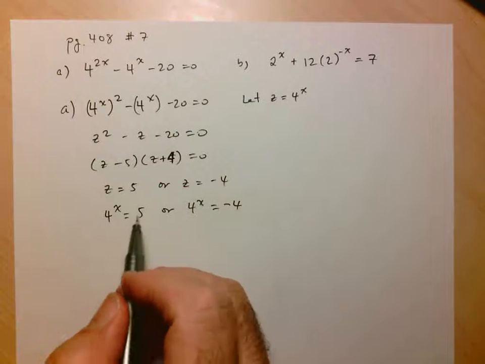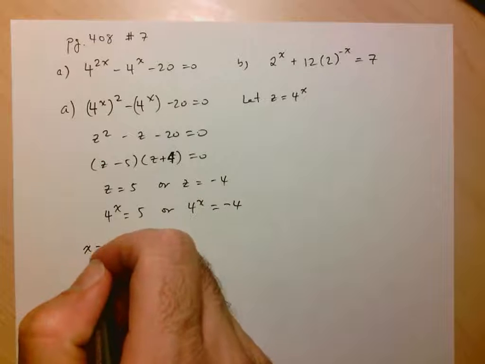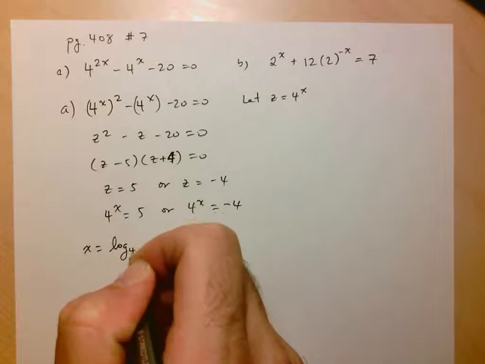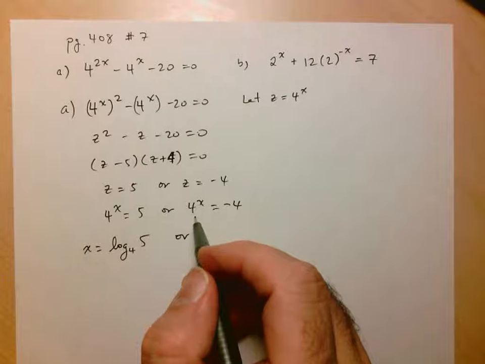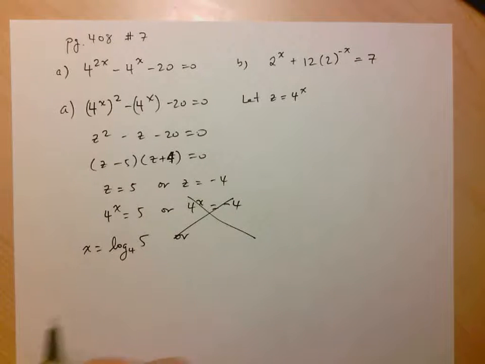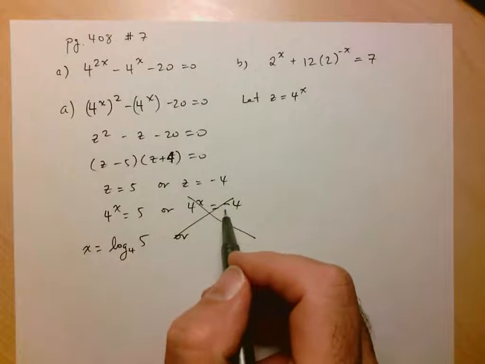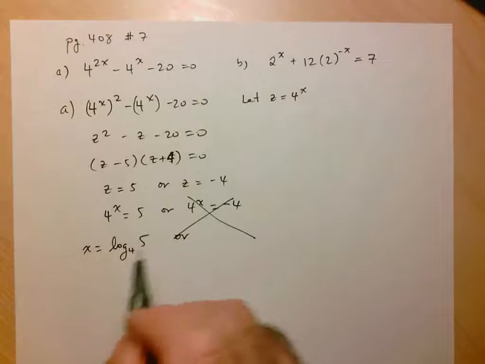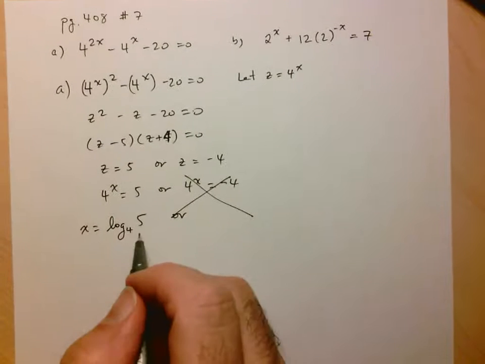Here I can't really make these the same base, so I'm just going to take the logarithm of both sides. So x is equal to log base 4 of 5. In this case there is no "or", because 4 to the x can never be equal to negative 4, since 4 to the x is always positive. Now, if you had tried to take the logarithm of both sides, you would have seen that you'd have log base 4 of negative 4. You should have seen then that that wasn't going to give a solution. So this is your only answer.